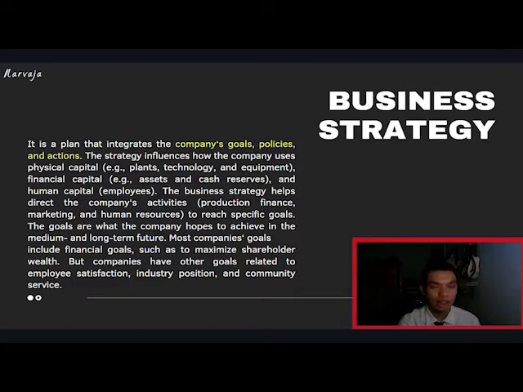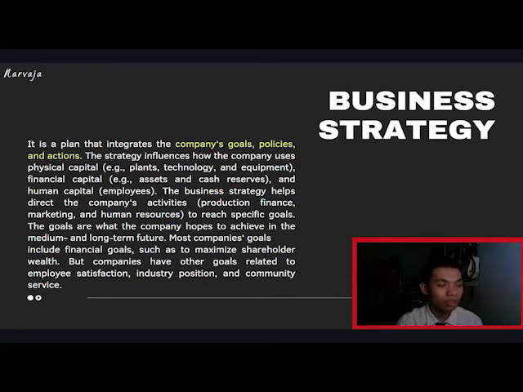Business strategy. What is business strategy? It is a plan that integrates the company's goals, policies, and actions. The strategy influences how the company uses physical capital, financial capital, and human capital. The business strategy helps direct the company's activities to reach specific goals.